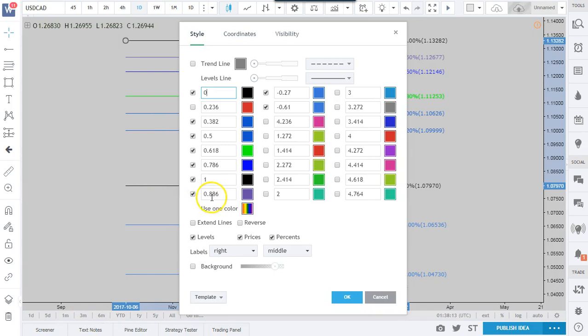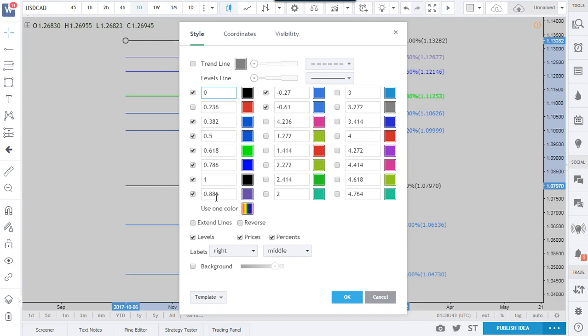Then we also have the 0.886. I normally use it for advanced patterns. Among the advanced patterns, we have the bat pattern. This one is used only for the bat pattern. I'm still doing some research on the shark pattern and crab pattern, so I don't really know if we use it there yet. Each of these patterns has its own rules.